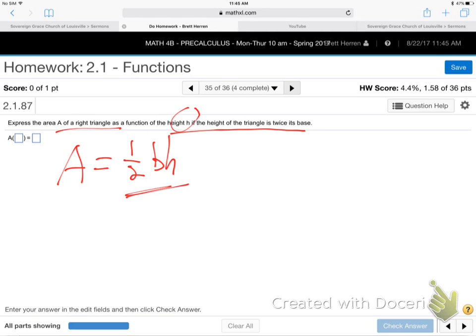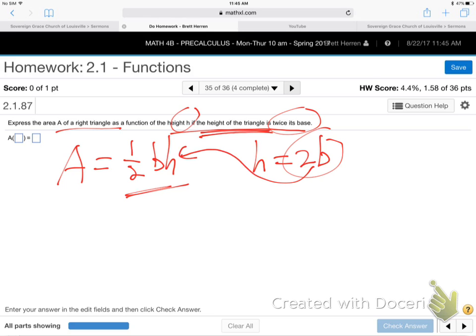It says height is twice the base. In other words, h is 2b. That's what they're saying in these words here: height equals twice base, 2b. So what does that mean? Take that and plug it in for h. Does that make sense? 1/2 b, and what goes in the h slot? 2b.